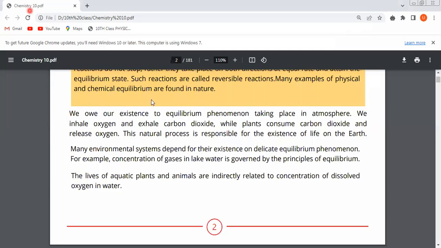We owe our existence to equilibrium phenomena taking place in the atmosphere. We inhale oxygen and exhale carbon dioxide, while plants consume carbon dioxide and release oxygen. This natural process is responsible for the existence of life on the earth.